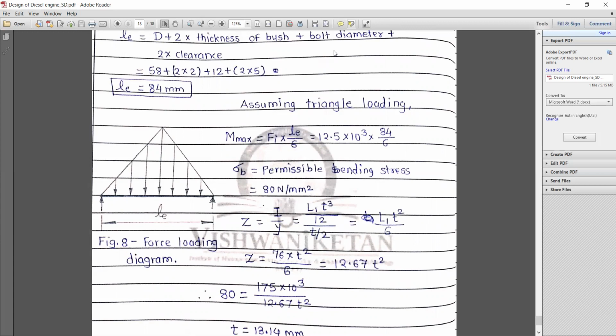In the next lecture, we will discuss the problem on petrol engine.